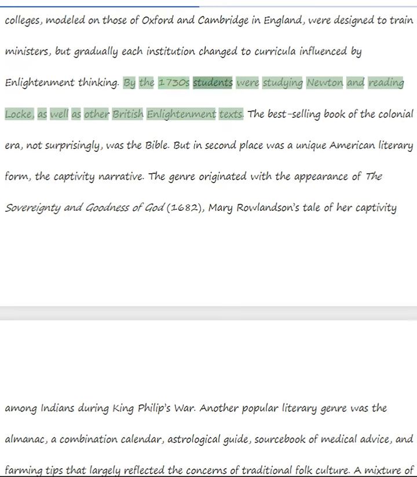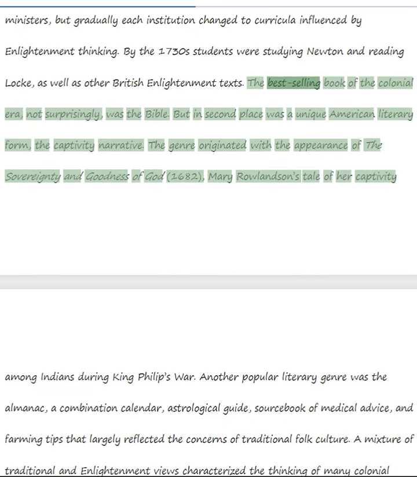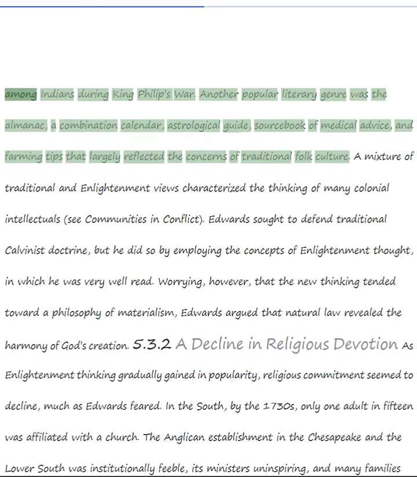By the 1730s, students were studying Newton and reading Locke, as well as other British Enlightenment texts. The best-selling book of the colonial era, not surprisingly, was the Bible. But in second place was a unique American literary form, the captivity narrative. The genre originated with the appearance of The Sovereignty and Goodness of God, Mary Rowlandson's tale of her captivity among Indians during King Philip's War.